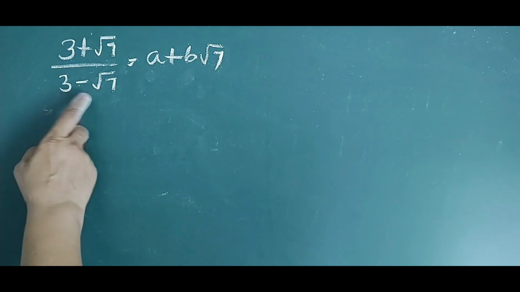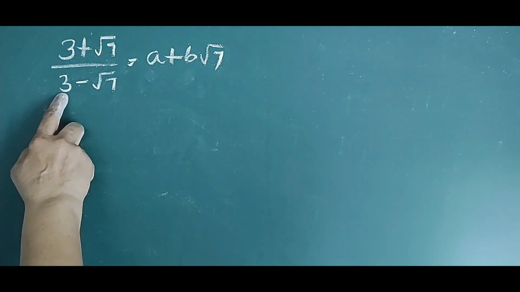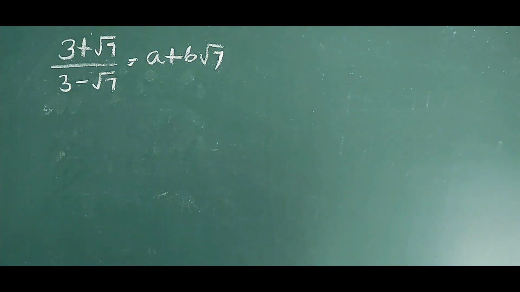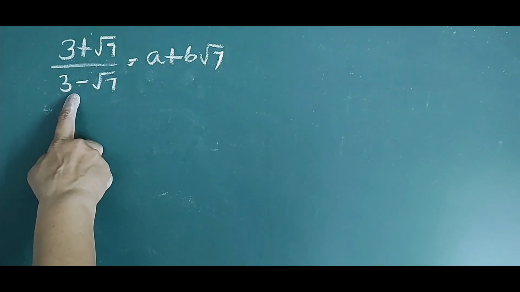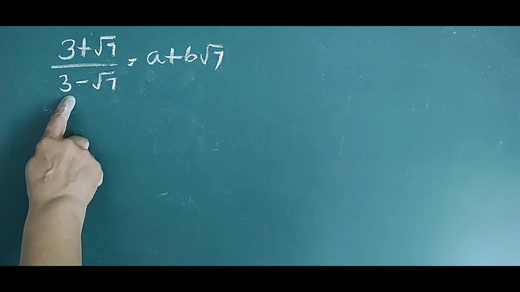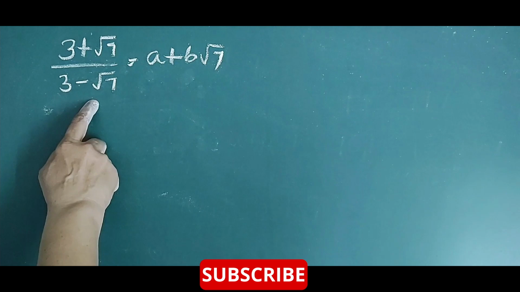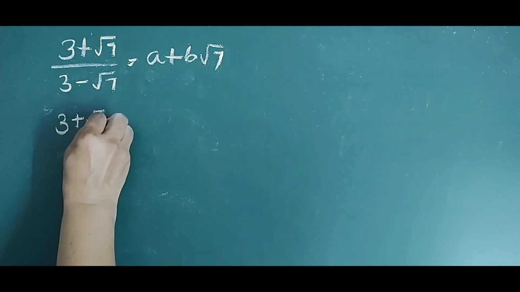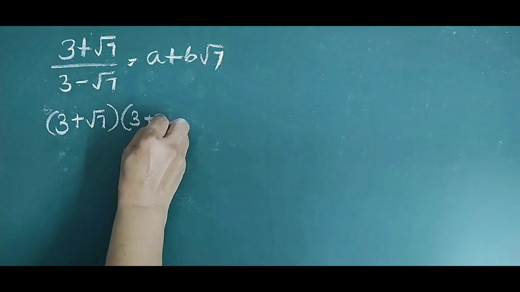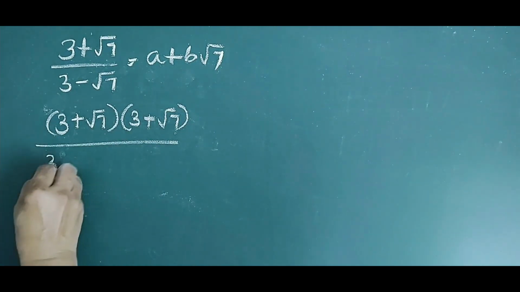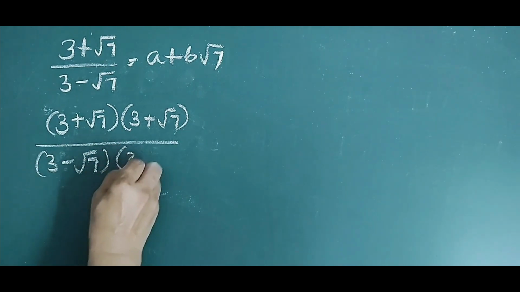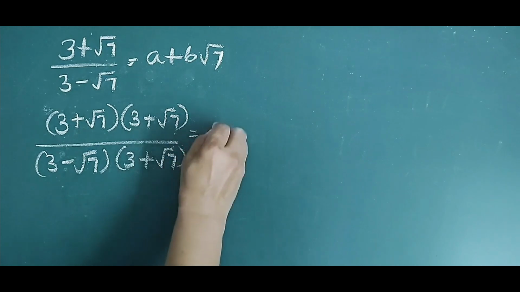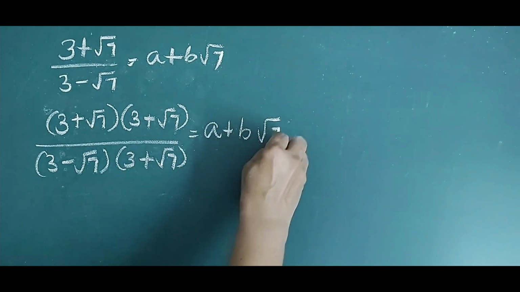And we know to rationalize the denominator of an irrational number, we have to multiply both numerator and denominator by the rationalizing factor of the denominator. And here the rationalizing factor of this denominator 3 minus root 7 is 3 plus root 7. So the equation becomes 3 plus root 7 into 3 plus root 7 by 3 minus root 7 into 3 plus root 7, that is equal to a plus b root 7.